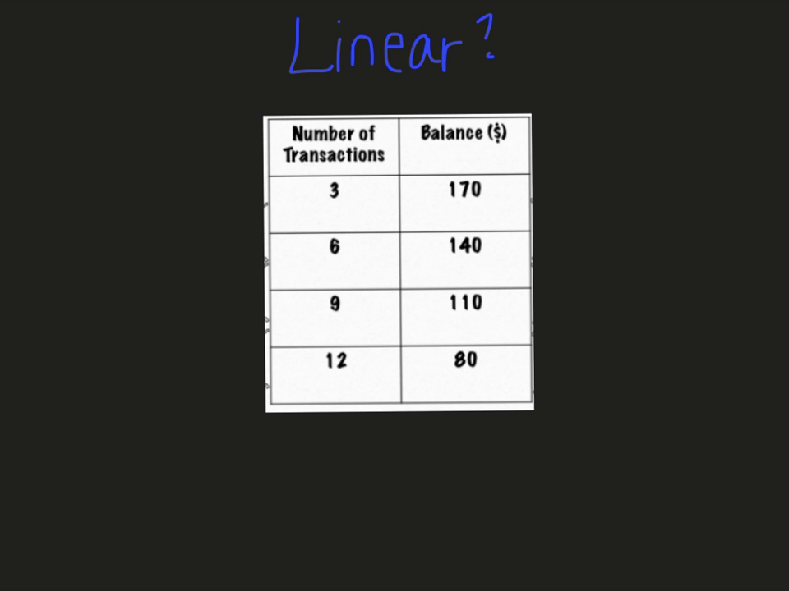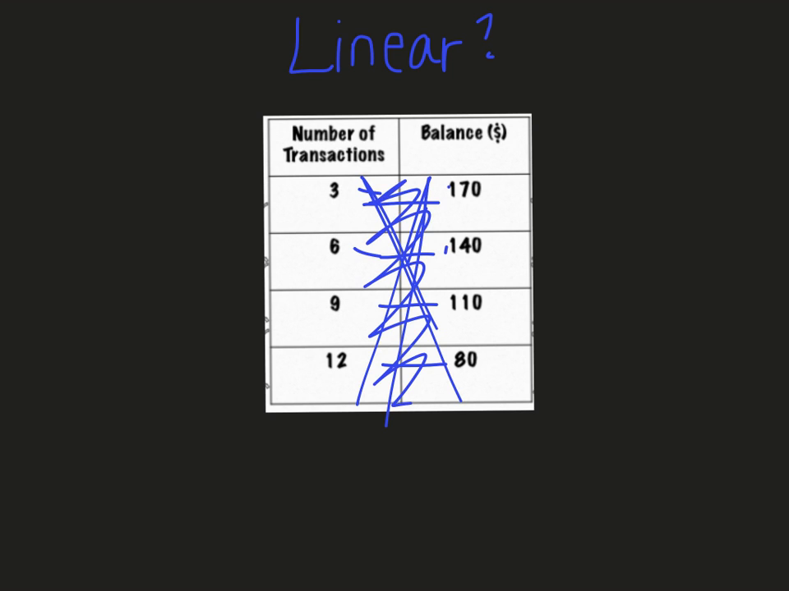Okay, on this one, you just need to find out if it's linear. And if it is linear, what's the constant rate of change? And if it's not linear, why not? I'm not going to pay attention to this. I don't care about the relationship between 3 and 170, 6 and 140. That's not a big deal to me. What I care about is, and I'm assuming that this is Y and this is X, how are the Y's changing and how are the X's changing?